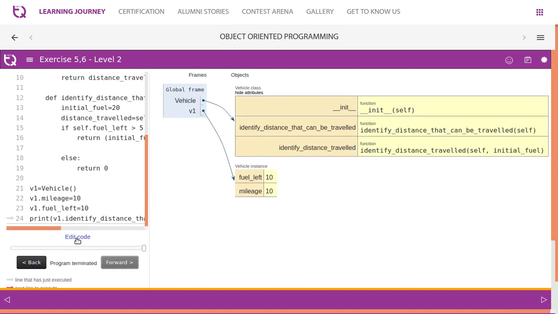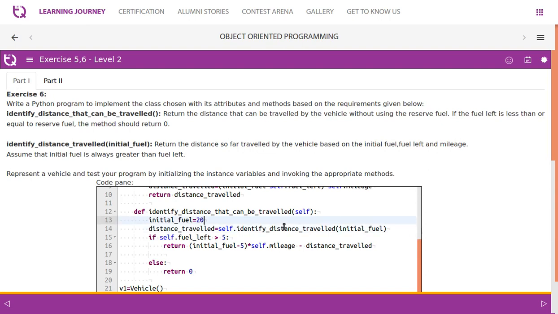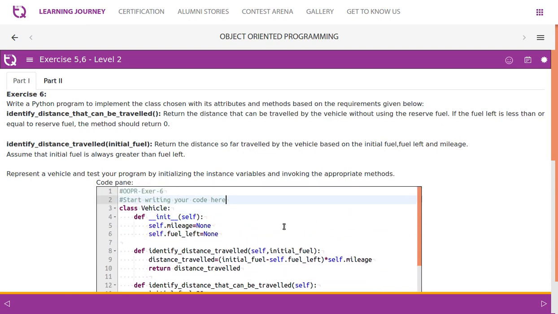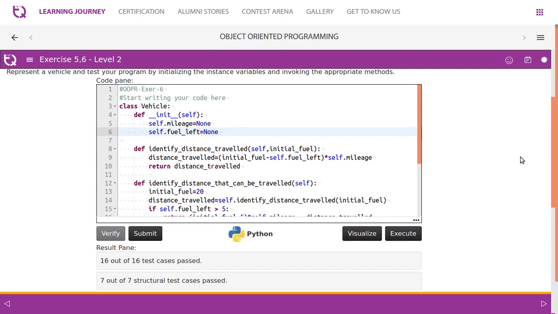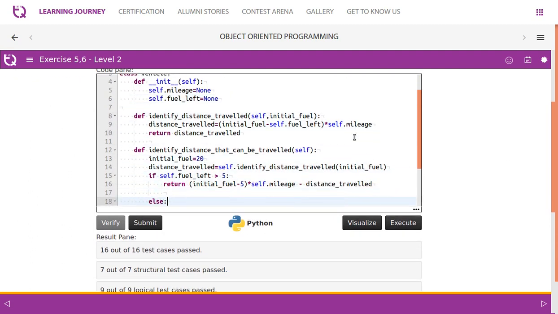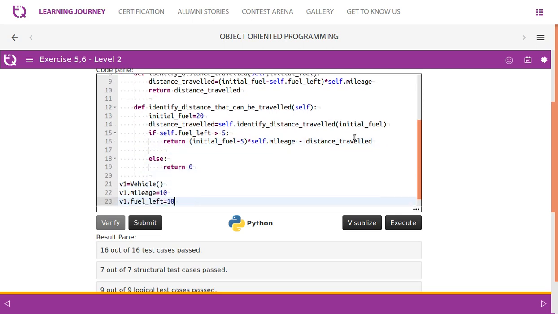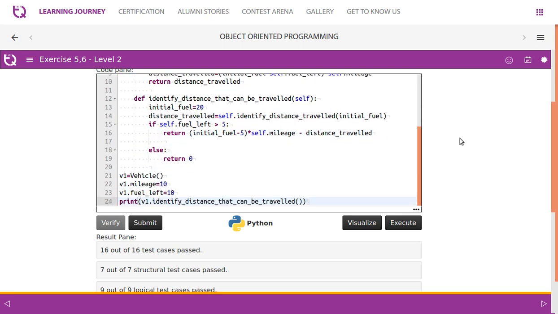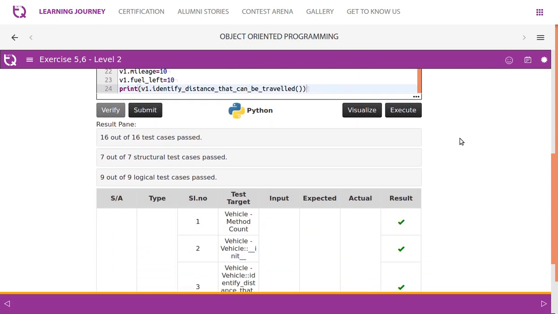I hope you are able to understand this. You can take a look at the code. So this passes all the test cases.